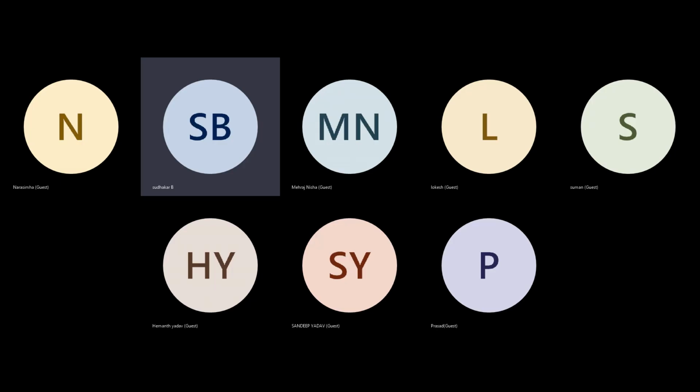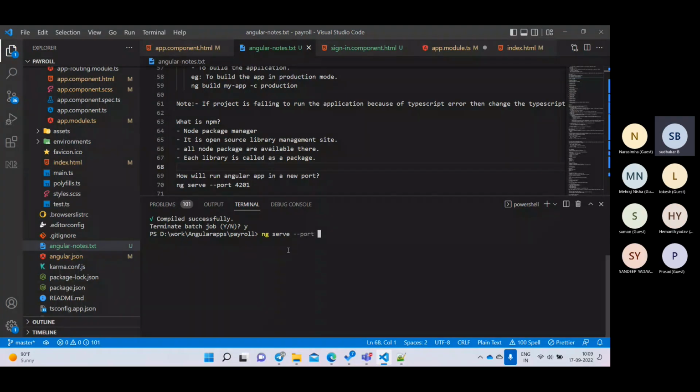Write ng serve --port and I can give 4201. Sometimes in the latest version, this argument name will change. They will keep on changing the names. If the argument name changes, we need to identify the correct name and give the correct name. Let us see whether this now runs on port 4201, not on 4200.